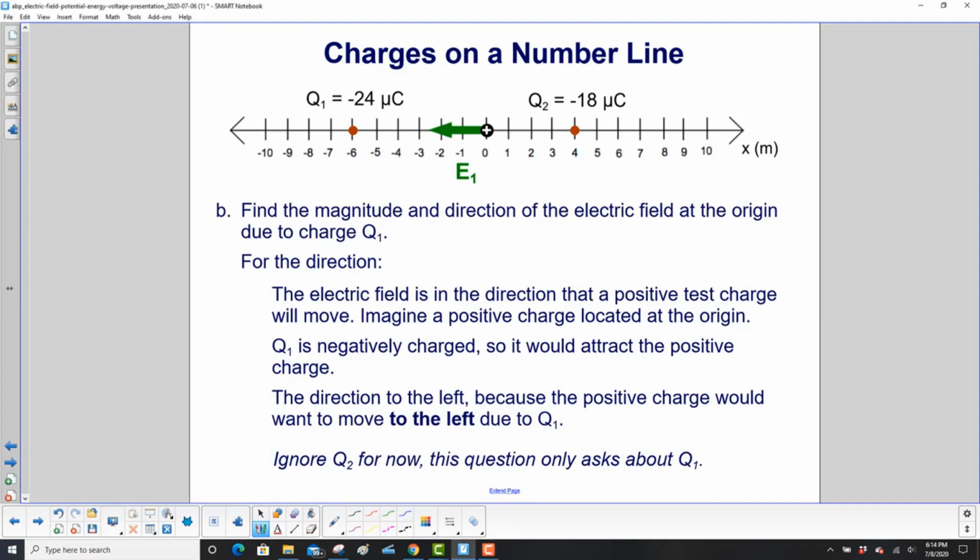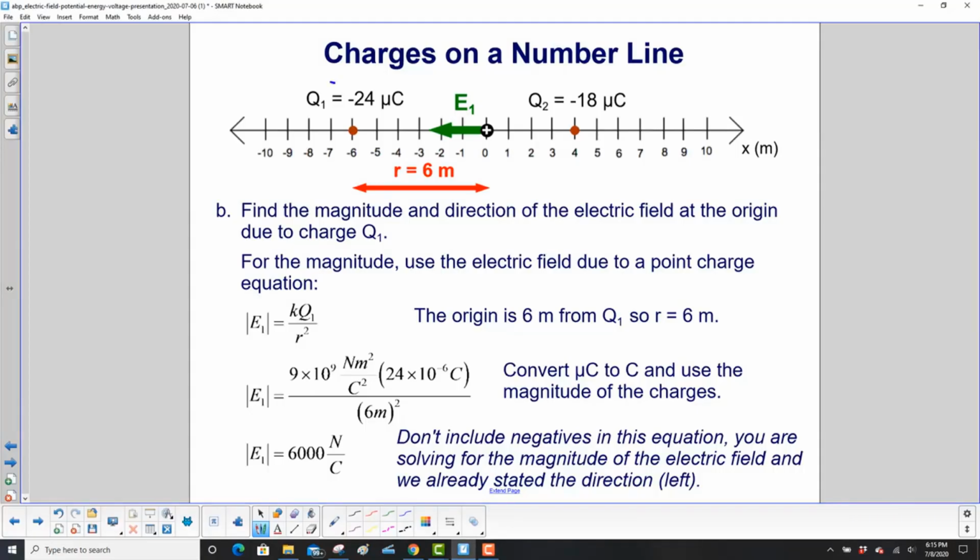Okay, now let's find the electric field at the origin. A handy thing to do is to mark where we're finding the electric field. Right there. Okay, right at the origin. Notice there's no charge there. You're just in space. You want to find the field. The electric field is always in the direction that a positive test charge will move. So let's imagine a positive charge located at the origin. Q1 is negatively charged, so it would attract the positive charge. The direction is to the left, because the positive charge would want to move to the left due to Q1. So we're going to ignore Q2 for now. We're just worrying about what Q1 is going to do.